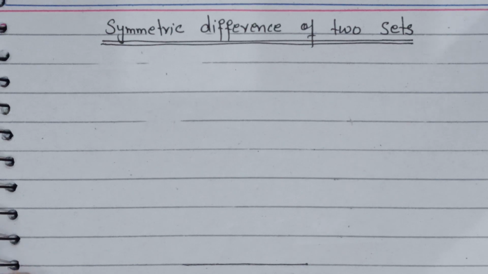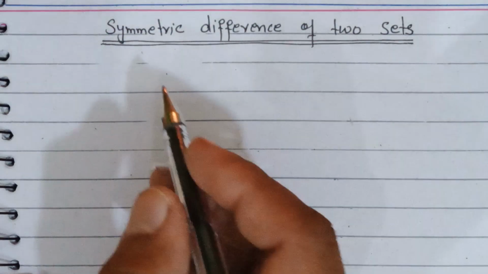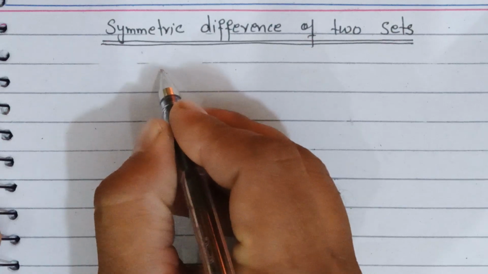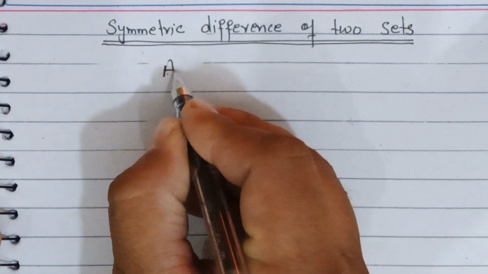In this lecture, we will study the definition of symmetric difference of two sets. The symmetric difference of two sets, let's say we have two sets A and B.